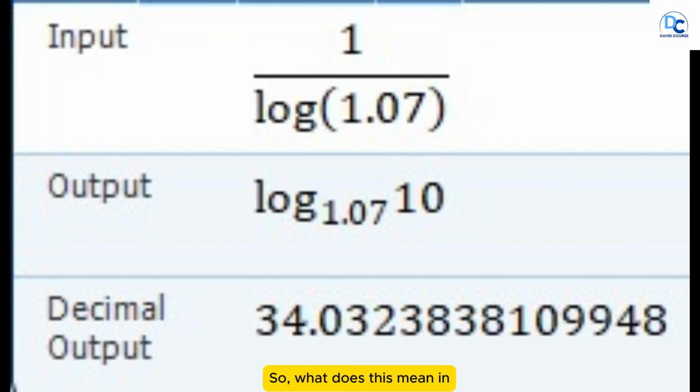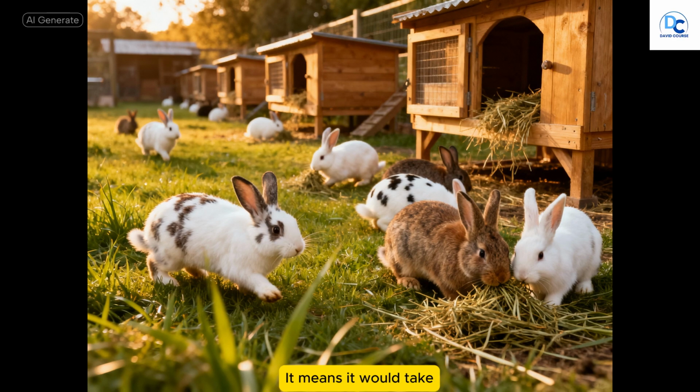So what does this mean in the context of our problem? It means it would take approximately 34 weeks for the rabbit population to grow from 50 to 500. See? By breaking it down, it's not so bad. I hope this example helped clarify how to use logarithms to solve these types of problems.